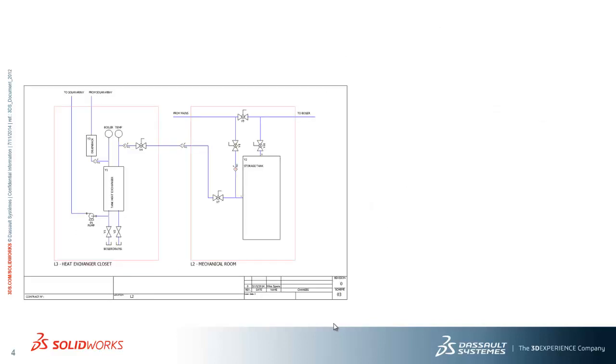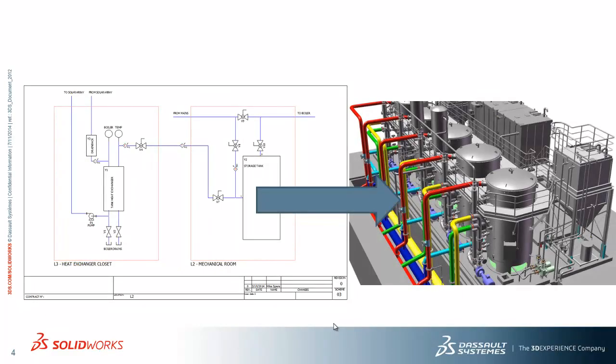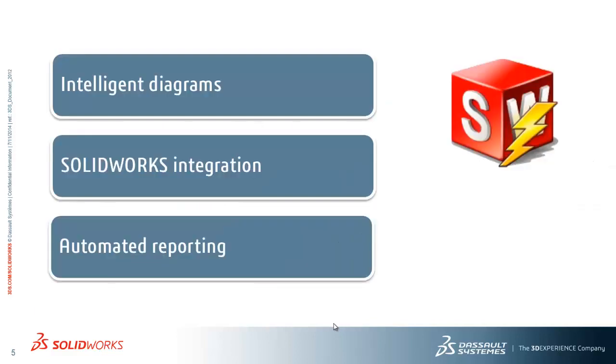Now, those diagrams and symbols on diagrams represent physical parts. How do you integrate those physical parts into your mechanical systems and ensure that the diagrams and physical 3D models match without having to do additional auditing? So let's talk about how SolidWorks Electrical provides you a tool to create intelligent diagrams for piping, integrate with SolidWorks mechanical designs, and help you automate the reporting process.